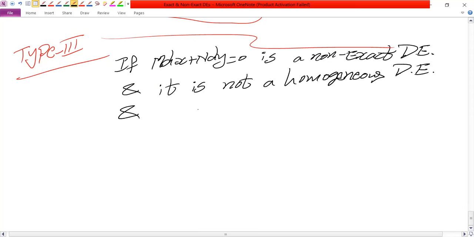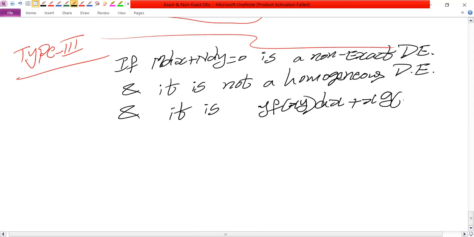What is type 2? It is y into f of xy into dx, the dx coefficient must be y f(xy), plus x into g of xy into dy equals 0. It should be in this form. If it is in this form, then the integrating factor is 1 by (Mx minus Ny). But now we are discussing type 3. For type 3, we have to mention it is not in this form, yes or no? It should not be in this form.